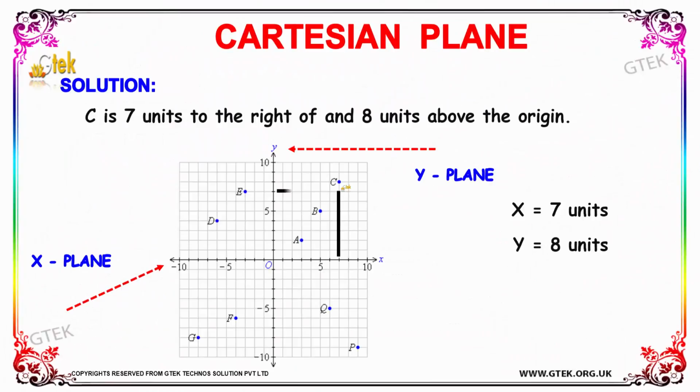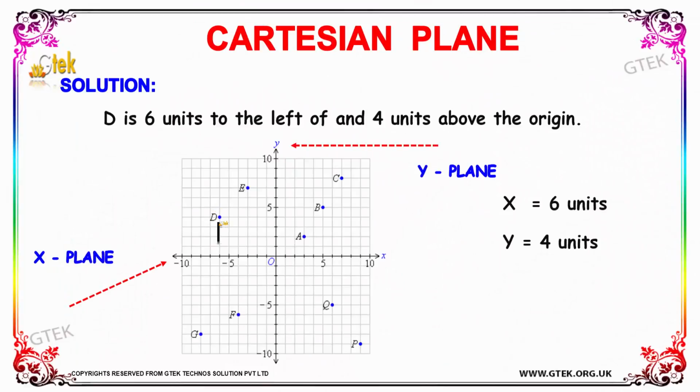Let's see the point C. From the origin it's 0, 1, 2, 3, 4, 5, 6 and 7. So we mention 7. In terms of the y-axis, that is the y plane, it starts with 0 as the origin, 1, 2, 3, 4, 5, 6, 7 and 8. So 7, 8 is the point C, since C is 7 units to the right of and 8 units above the origin. This is how we find the coordinates of points in the Cartesian plane.